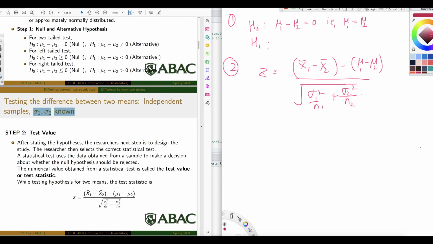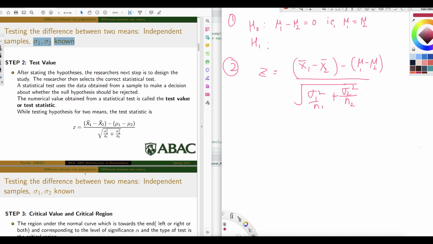So x1 bar and x2 bar are the sample means. mu1 minus mu2 will be 0 in this case because we just put the value of the null hypothesis there. Sigma 1 and sigma 2 are the standard deviations, so sigma 1 squared and sigma 2 squared are the variances. n1 and n2 are the sample sizes of those two samples. That is number two.